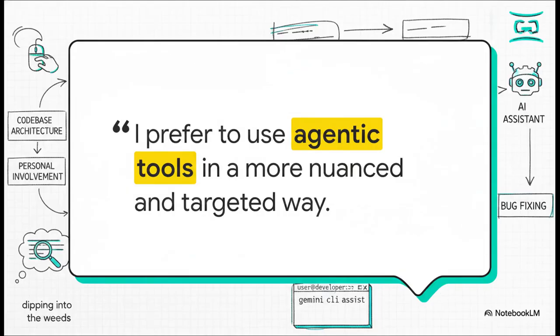Our source material anchors this concept perfectly. Just take a look at this quote right from the creator. I prefer to use agentic coding tools in a more nuanced and targeted way, dipping into the weeds myself to make changes. So the big takeaway here is that you absolutely must maintain deep, personal involvement in your code base.